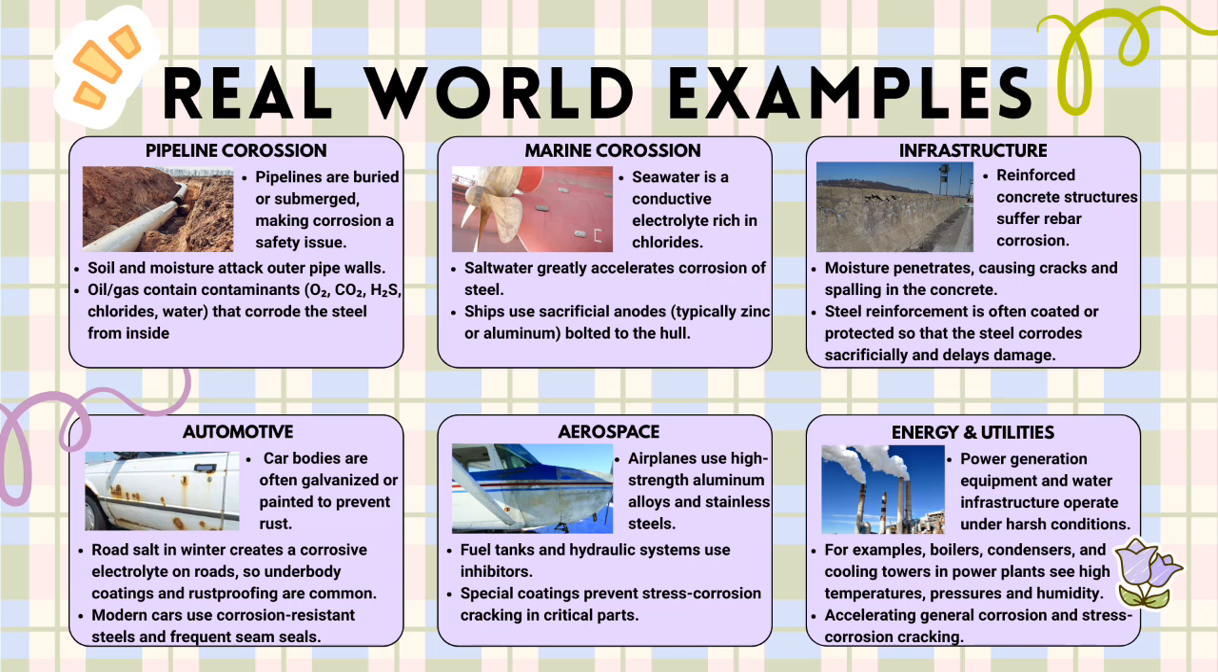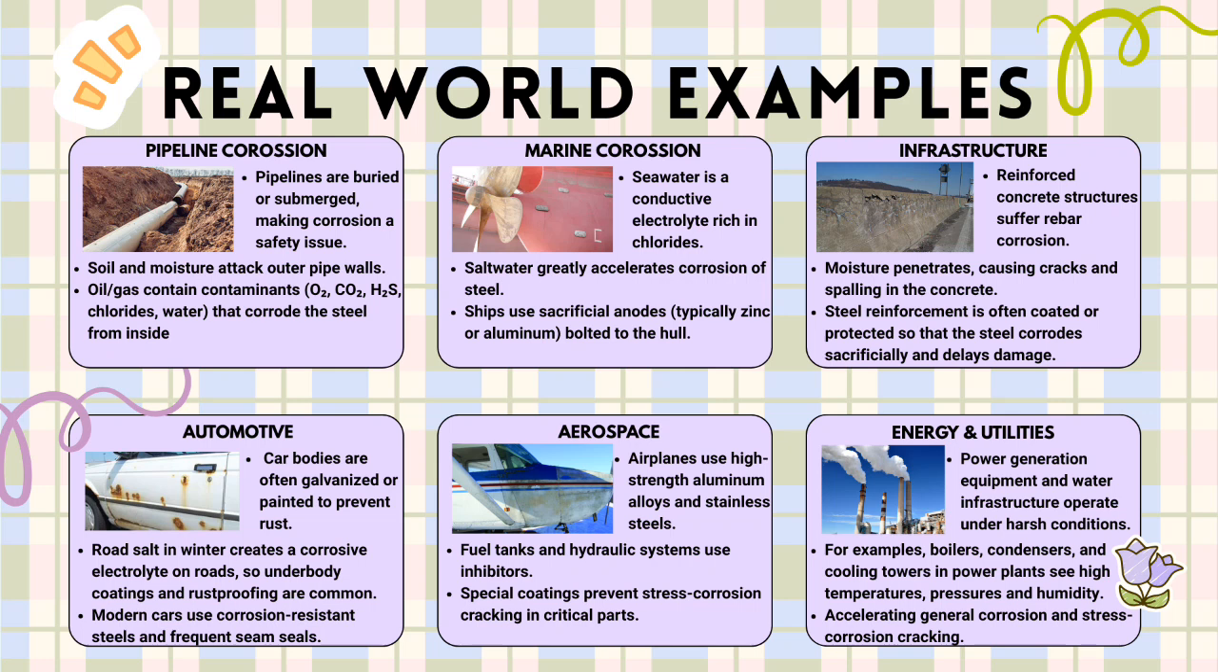Today I will give a brief overview of how corrosion affects several major industries and why understanding it is so important. First, pipeline corrosion. Pipelines are buried or submerged, making corrosion a major safety concern. Moisture, soil, and contaminants like carbon dioxide, hydrogen sulfide, and chlorides all attack the metal. Over time, this can weaken pipelines and lead to costly failures.